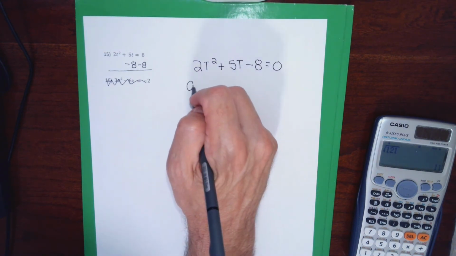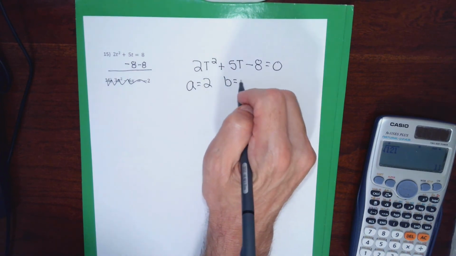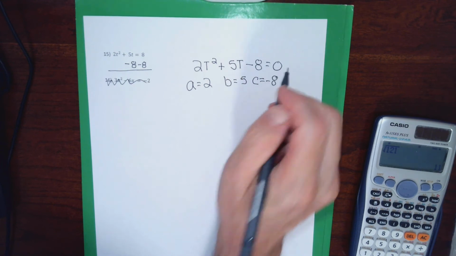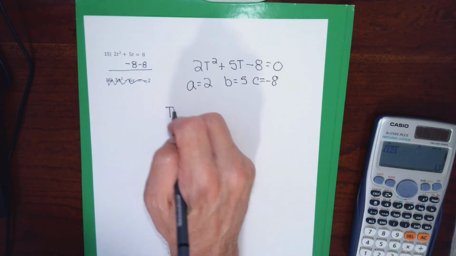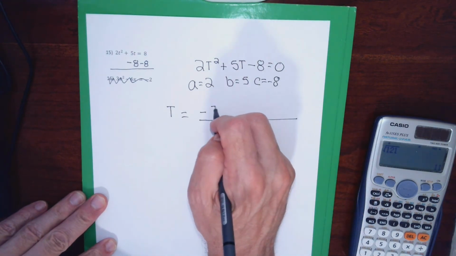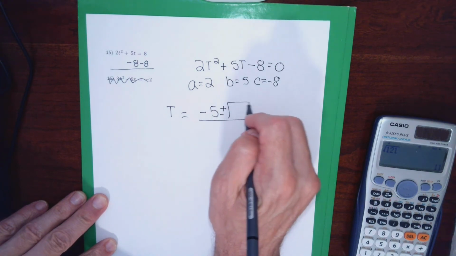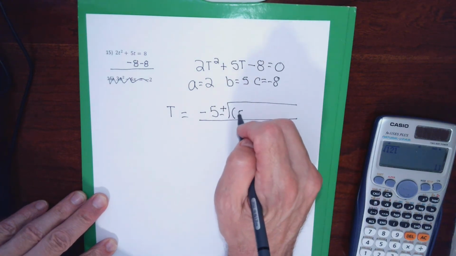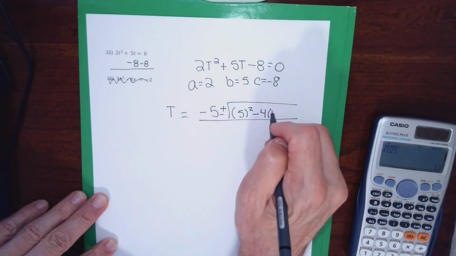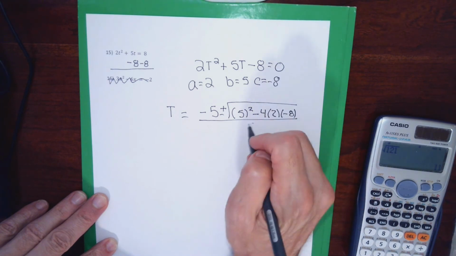So my A is going to be 2. My B is going to be positive 5. My C is going to be negative 8. And I'll go t equals negative sign and then B, which is 5. No parentheses needed there. Plus or minus B squared, which is 5 squared. I always put that in parentheses for safety. And then 4 times A times C all over 2A.